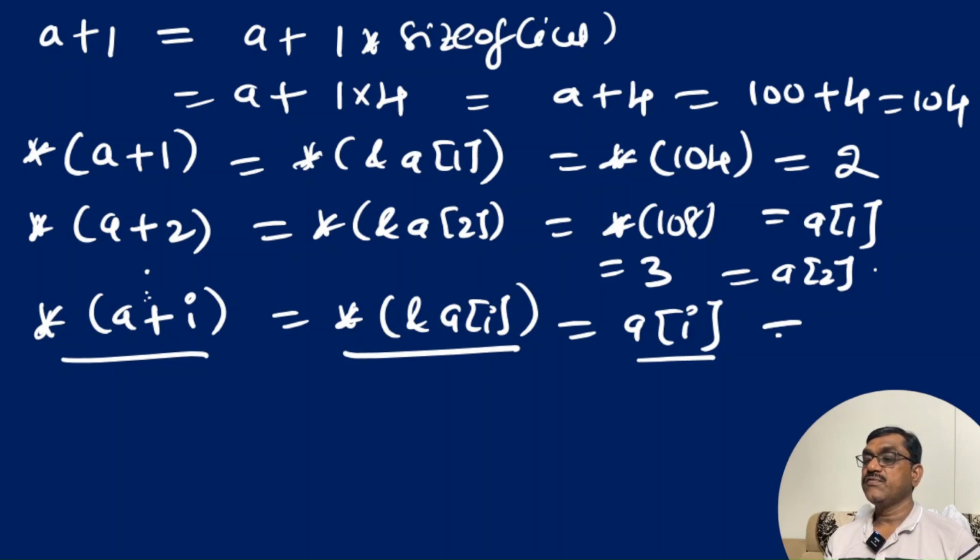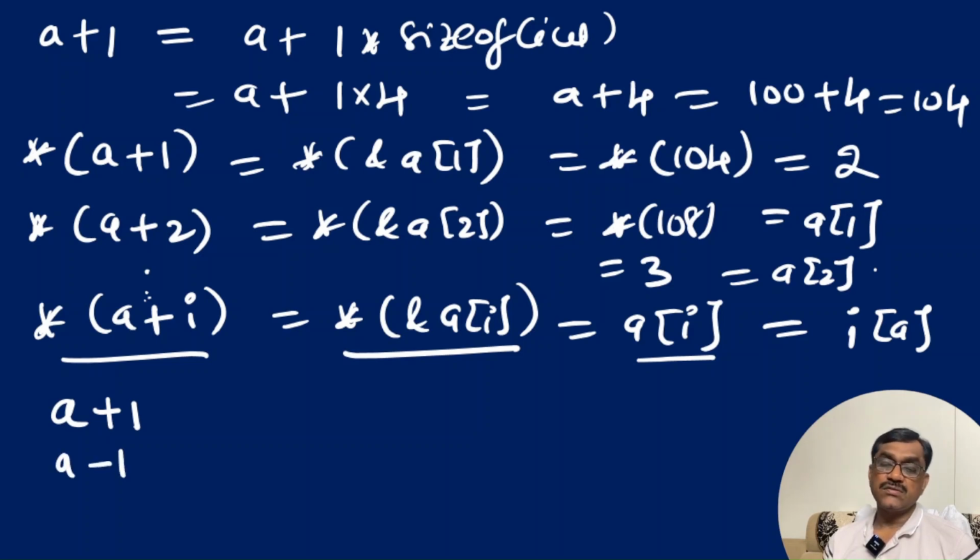Instead of writing A of I, we can also write I of A. This is also valid. These are the different ways by which we can access the elements of the array by using the name of the array, by using the base address of the array. Now here the important point you have to remember is, if A is the array name which consists of the base address, the arithmetic operation here we can perform is, we can add 1, right? A plus 1 we can say. A minus 1 also valid.